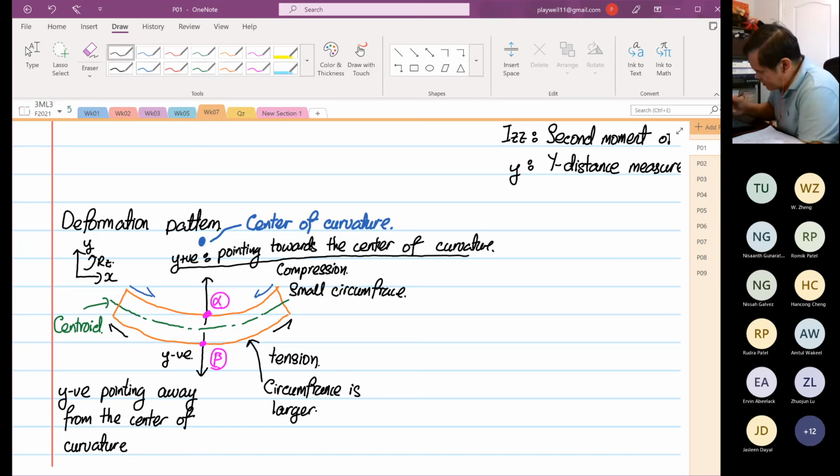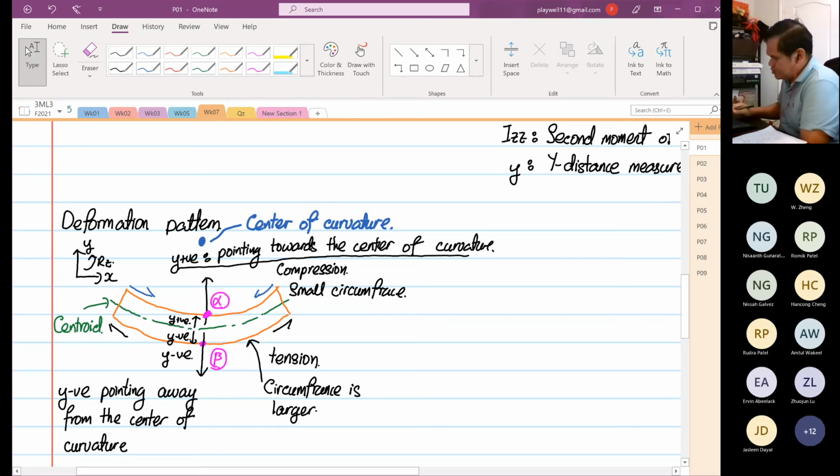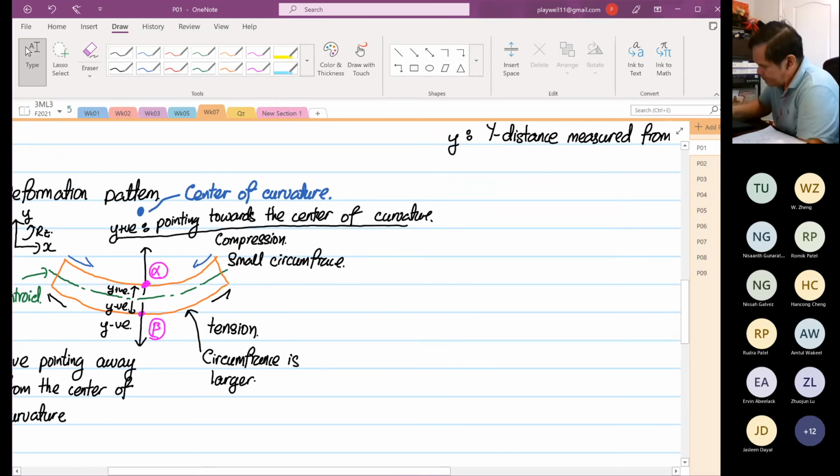So the distance from the centroid to over here, this is our Y what? Positive, and then the beta point is our Y negative. So if we want to find, we now apply the formula. We want to find the stress in the x direction at point alpha, right? So this is equal to what?